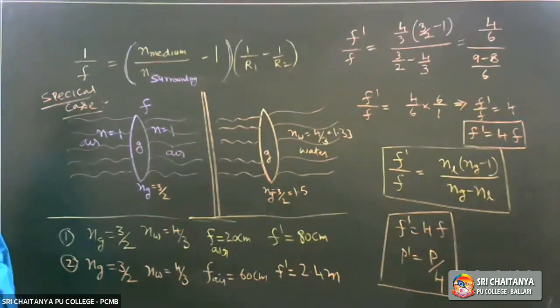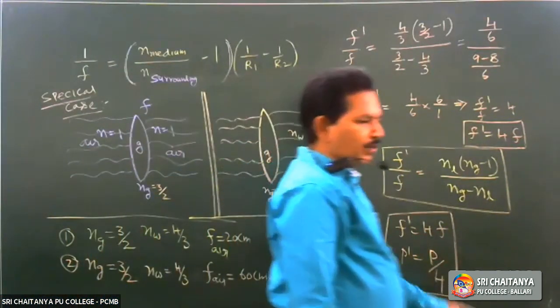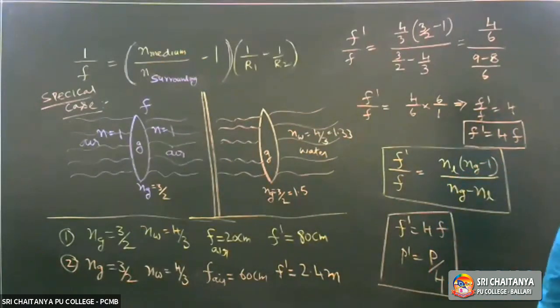Once we know the focal length, we can calculate the power of the lens also. P dash is equal to P by 4. Power decreases by 4 times. So this is the concept of the lens when dipped inside a liquid. So today, that's all.